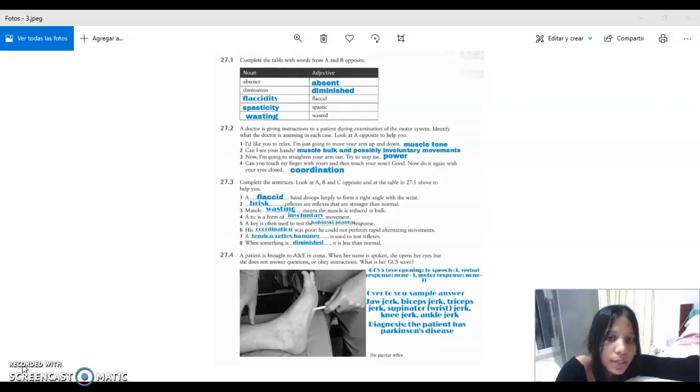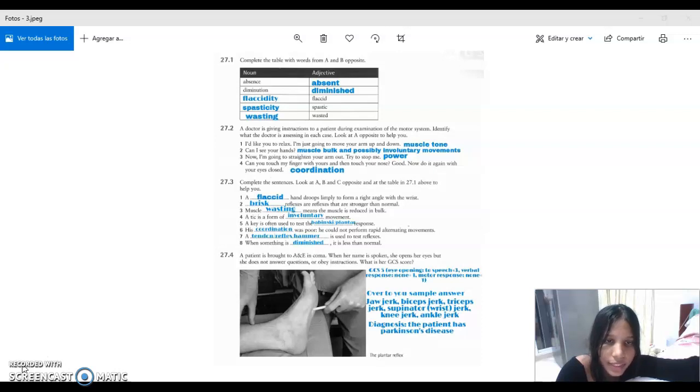hand hangs lifelessly, forming a right angle with the wrist. 2. Brisk reflexes are reflexes that are stronger than normal. 3. Muscle wasting means the muscle is reduced in bulk. 4. A tic is a form of involuntary movement.